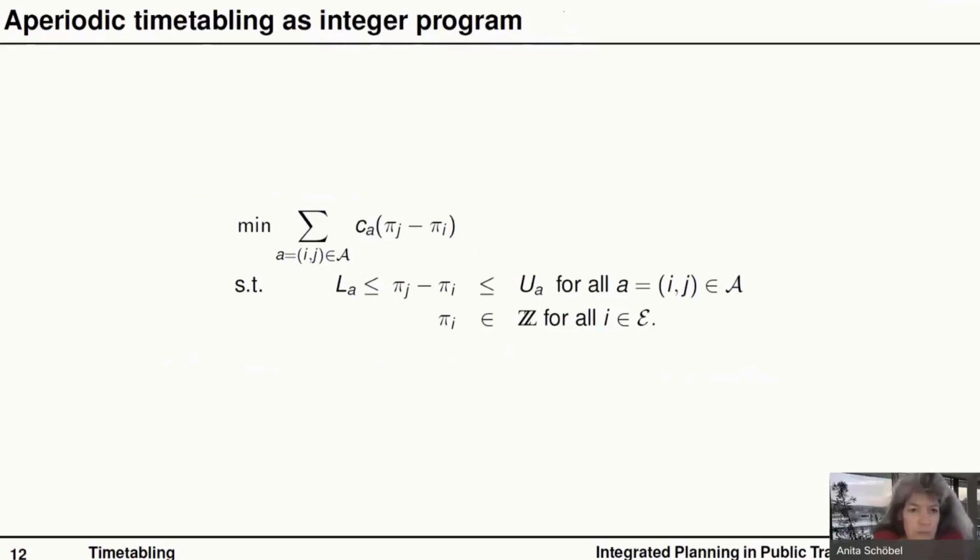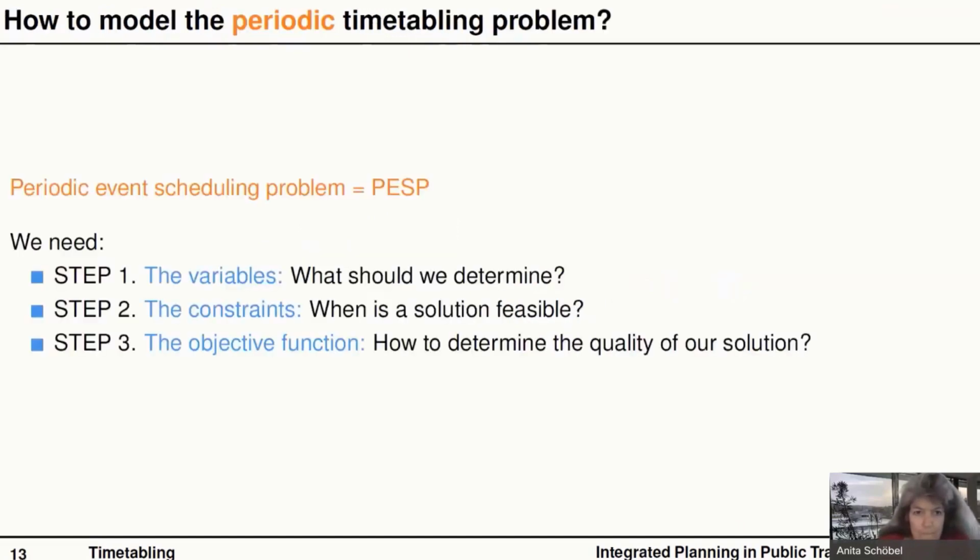So now we have found a model for the aperiodic timetabling problem. Here is our integer program. Our variables are only the integer numbers that we assign to the nodes, which I called pi. They have to respect the duration of each of the activities. So for all activities a from i to j, we want the duration of the activity to be between the given lower and upper bound. And we want to minimize the sum of travel times for all passengers. So that was the aperiodic part.